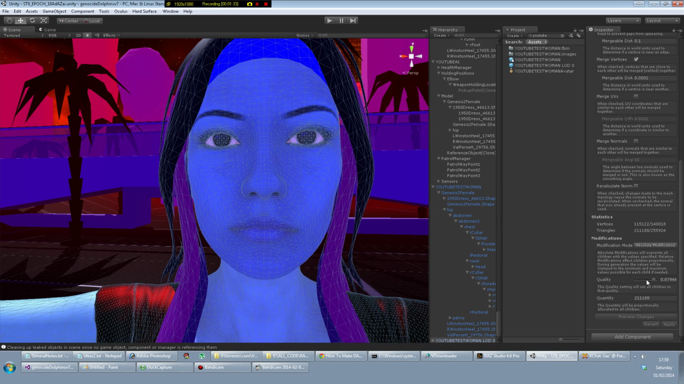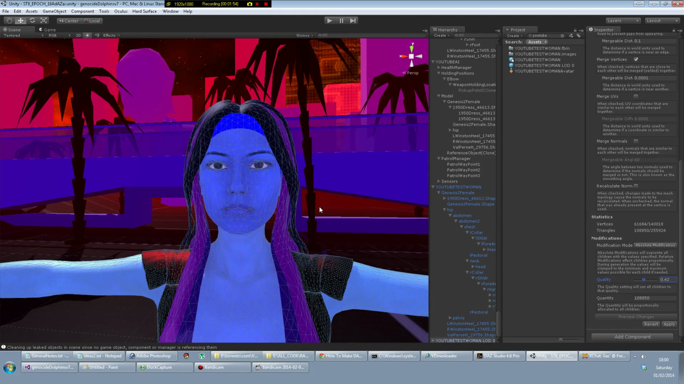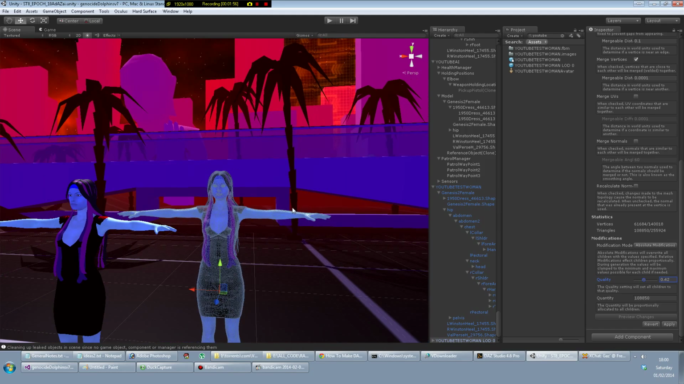So look at all the polygons on her face. And I'm going to drop it quite a far way down. You can see a big difference there. Huge difference in the amount of polygons. It's gone down from 210,000 or something to 108,000. And she still looks pretty good. Like, that's her clothing and everything.